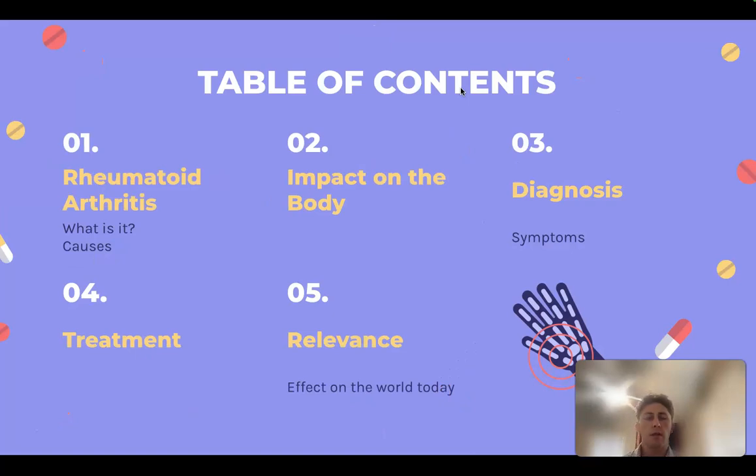So a few of the topics we're going to be discussing in this presentation are, first, what rheumatoid arthritis is and what its causes are. Two, we'll go over the impact on the human body. We'll also go over how physicians diagnose this autoimmune disorder, and its major signs and symptoms. We'll also go over the various treatments that are present for rheumatoid arthritis and then its relevance in the world today.